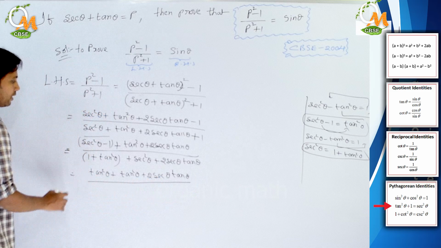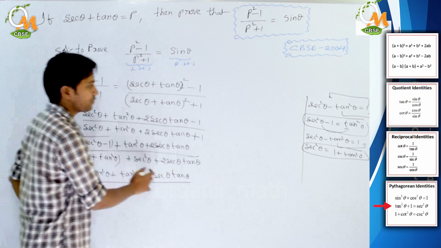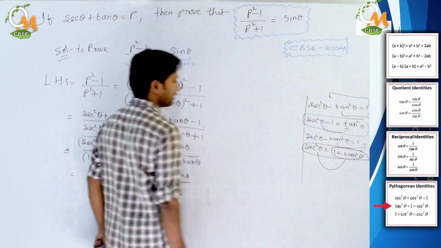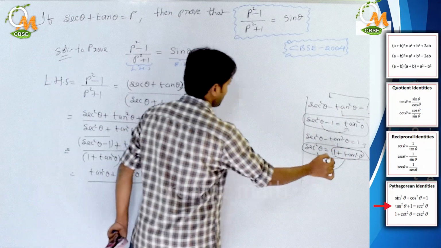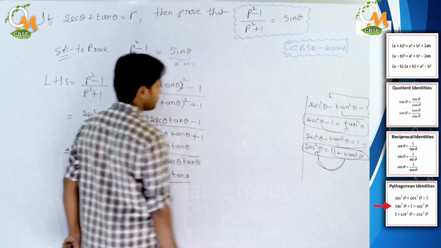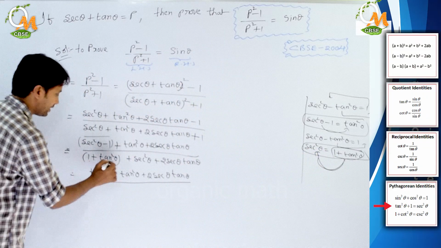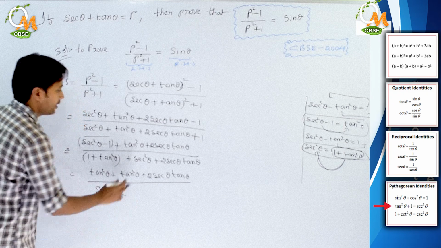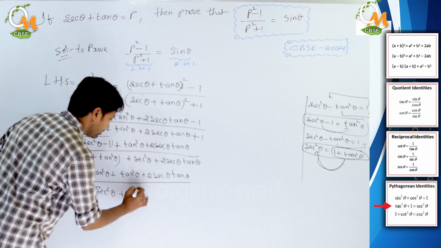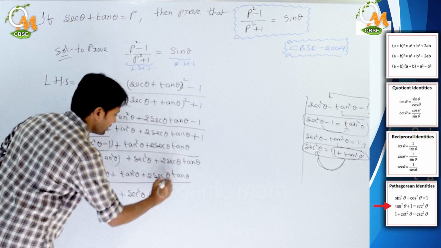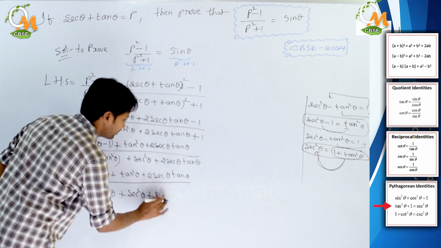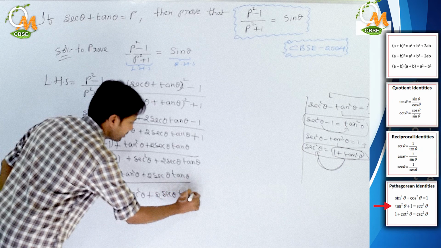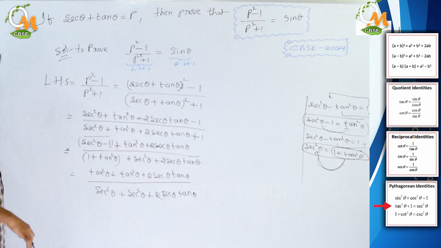Now 1 plus tan square theta will be written as what? We can replace this 1 plus tan square theta with secant square theta. Write it down: secant square theta plus, now this is secant square theta, plus this is 2 secant theta tan theta.